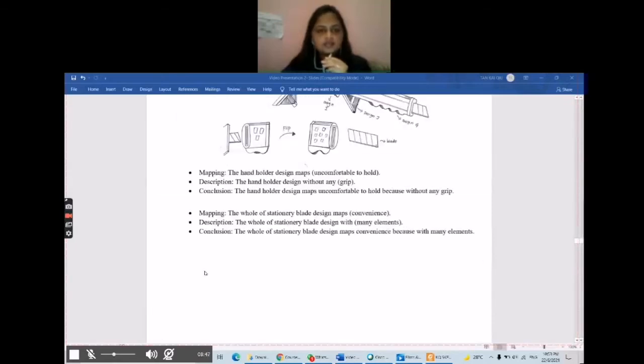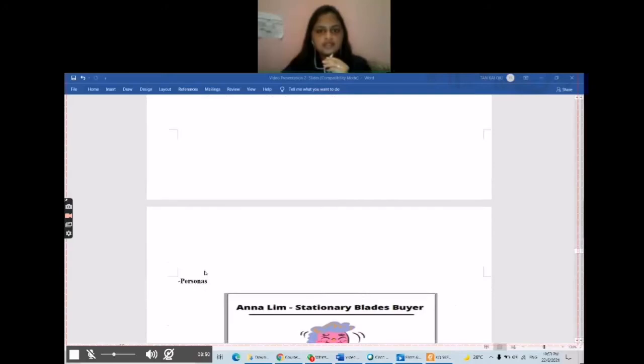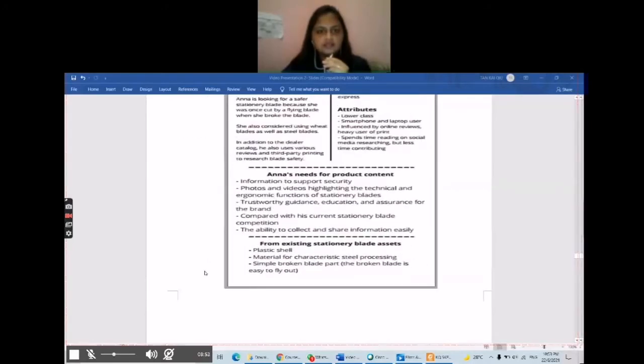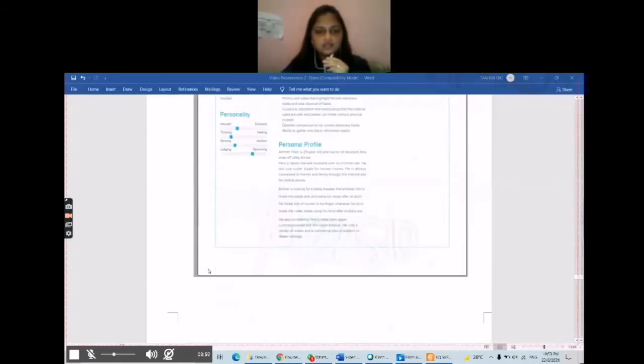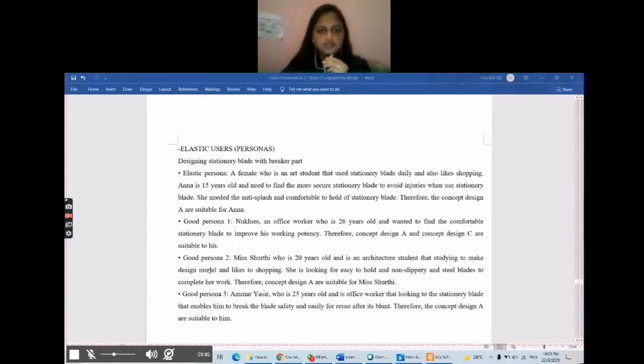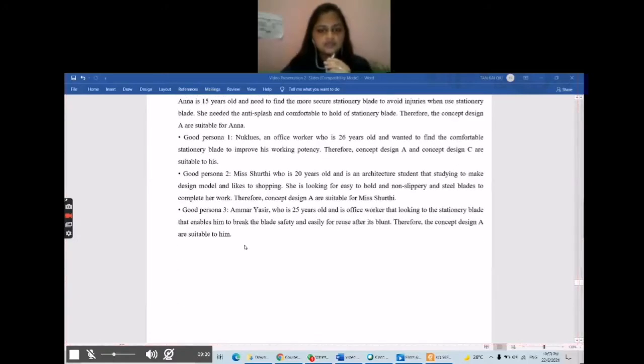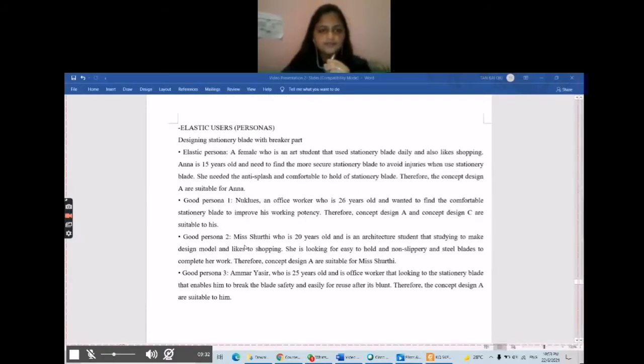The last process is the personas. There are some personas that help to select the final design. The first persona is Miss Shruti, who is 20 years old and an architecture student. She is looking for a rigid, non-slippery hold and speedy blades to complete her work. Therefore, concept design A is suitable for Miss Shruti. The second persona is Amar Yasir, who is 25 years old and an office worker looking for a blade that breaks safely and easily for reuse after it is blunt. Therefore, concept design A is suitable for him too. This is the concept screening we used to choose concept A. That's all from me.